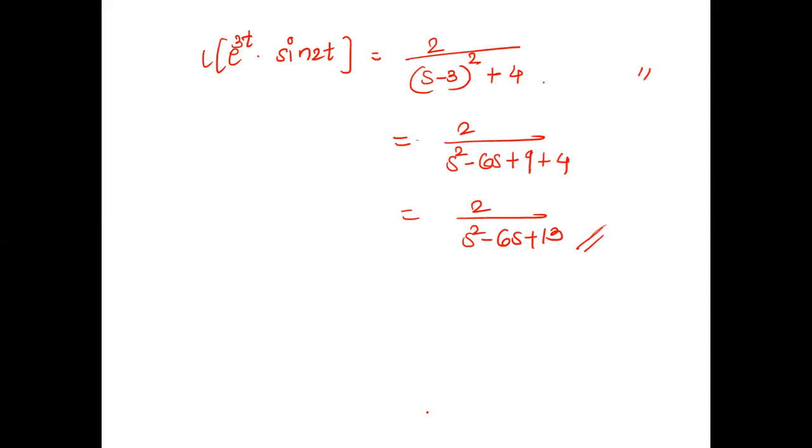Do you understand? If it were e raised to minus 4t into sine 2t, what would we have done? Minus or plus? Yes, plus 4. S plus 4, right? If it is minus, you will write plus, you will add to s. And if it is plus, you will subtract from s.